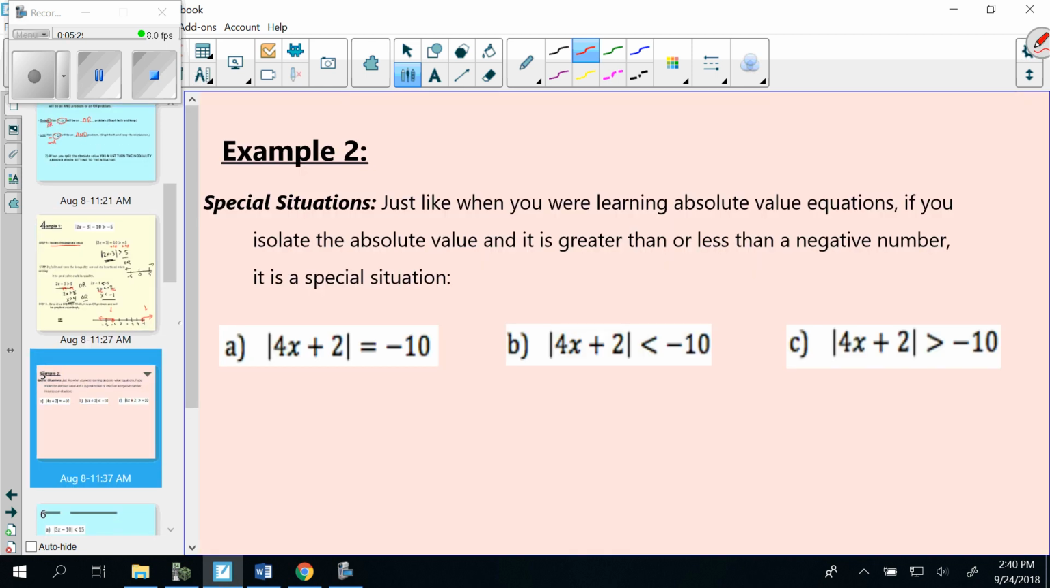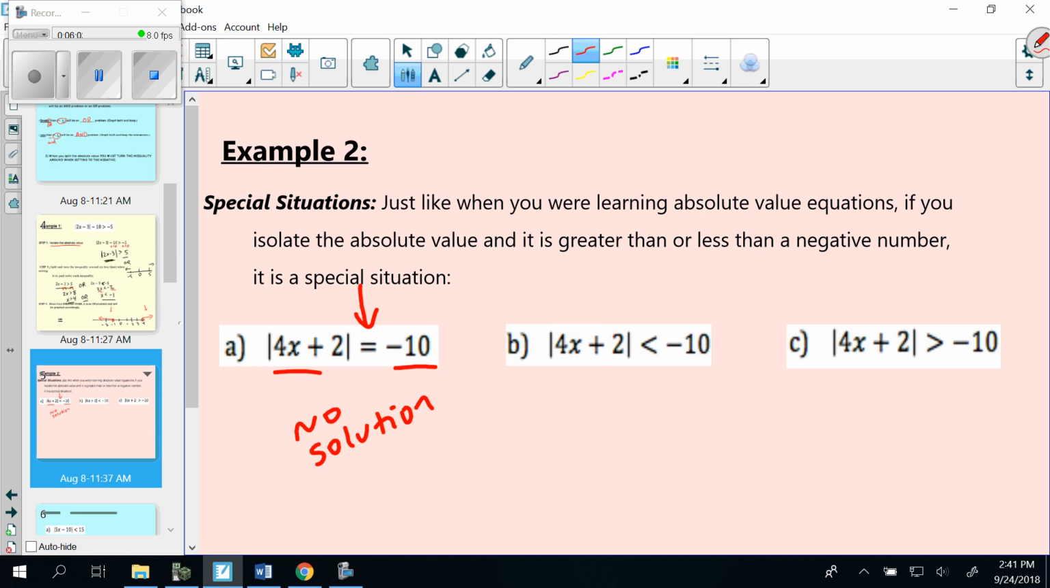All right, second example on the other side, looking at these special situations. So just like when you were learning absolute value equations, if you isolate the absolute value and it's greater than or less than a negative number, it's one of those special situations. So what we looked at before with the equals, if you're equaling a negative number, absolute value is distance. Distance can't be negative. So there's no solutions to this one because anything in that absolute value is going to come out positive. We can't have a positive equal to a negative.